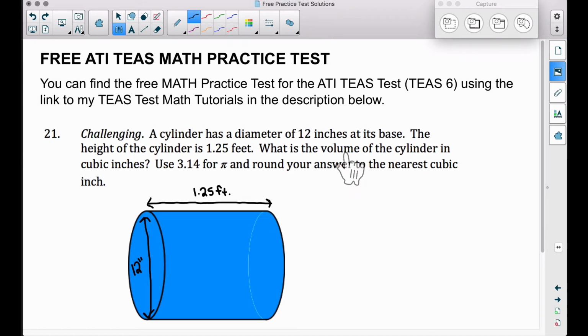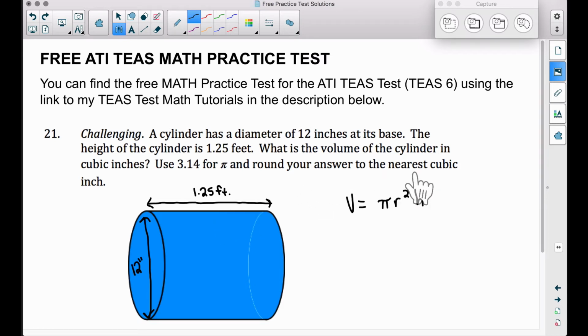Let's find the volume. The formula for the volume of a cylinder is pi r squared h. So we're going to take pi times r squared times h. But let's be very careful. We want our answer to be to the nearest cubic inch. Notice we have 12 inches here, but we have 1.25 feet here. That's a big no-no when you go to do geometry. You want to make sure all of your units of measurement are the same. Inches and feet, they're not the same.